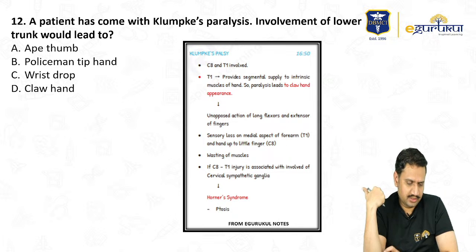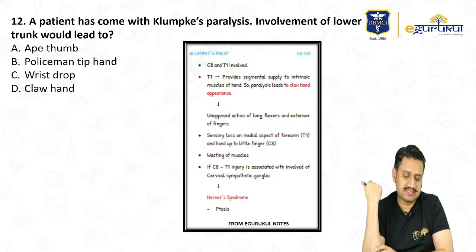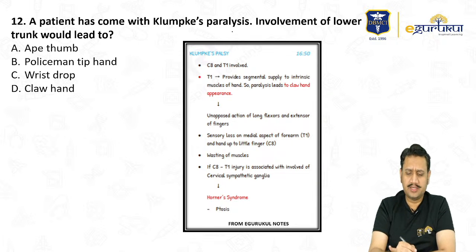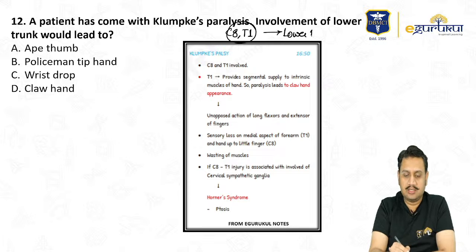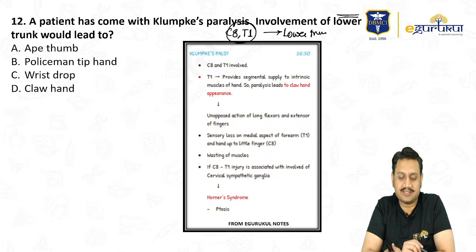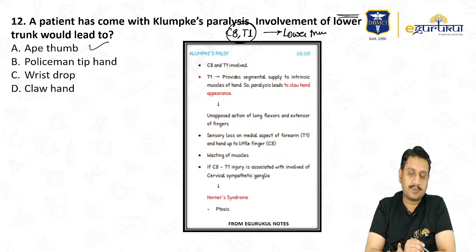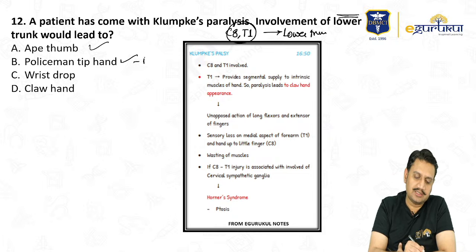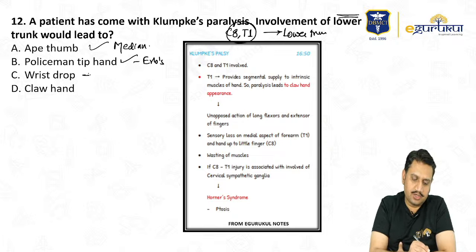Then we have this question: a patient has come with Klumpke's palsy, involvement of the lower trunk. The lower trunk is made by what roots? C8T1, right? So the patient has a lower root injury, which is Klumpke's. Will C8T1 lead to ape thumb? Not exactly. Policeman's tip hand? Not exactly, this is Erb's palsy. Ape thumb is median nerve injury. Wrist drop is for radial nerve, and the claw hand is for C8T1 basically.